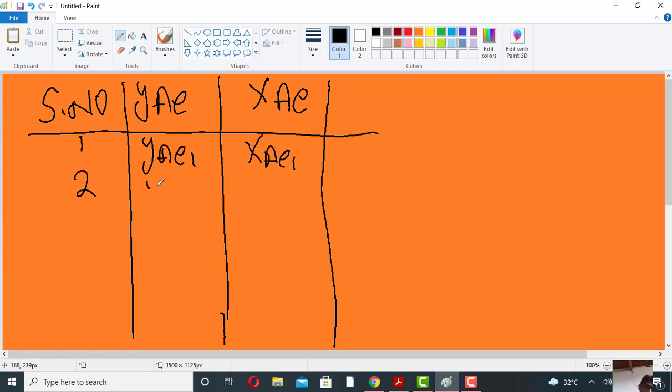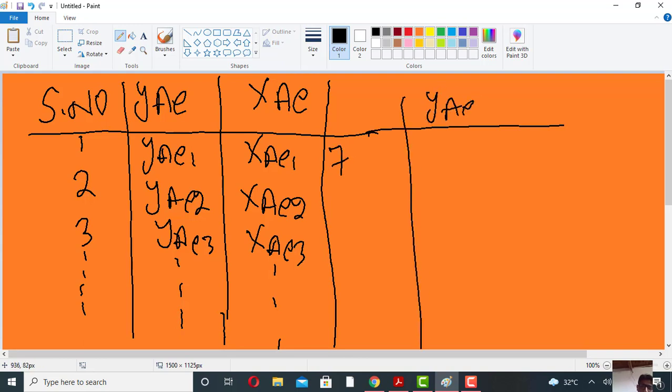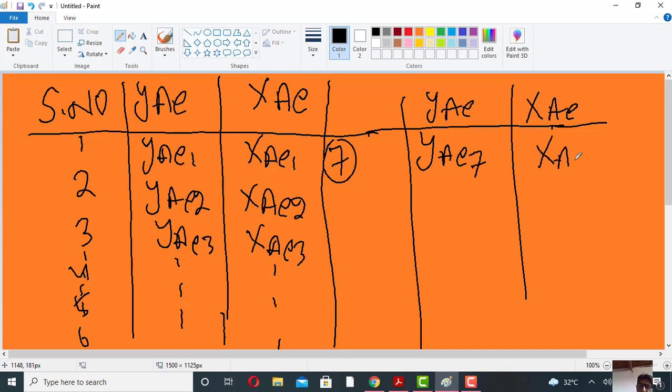Experiment number 2, it is YAE2, XAE2. Experiment number 3 is YAE3, XAE3, and so on. During experiment number 7, it was YAE7, XAE7, with experiments 4, 5, 6 in between.